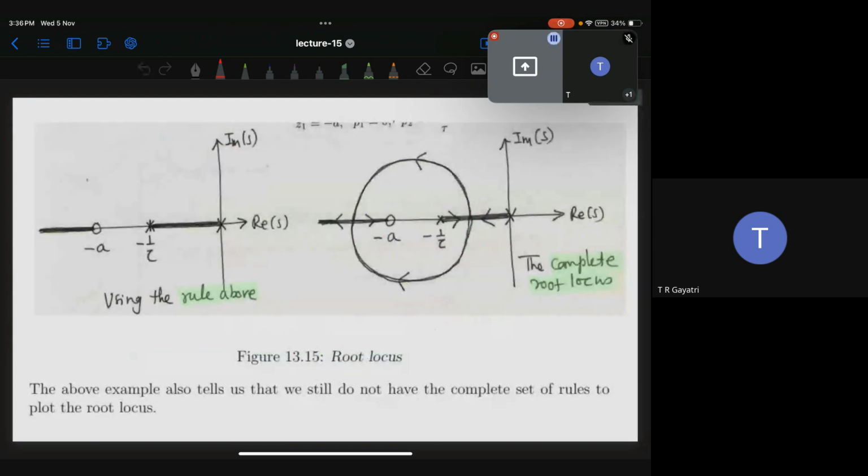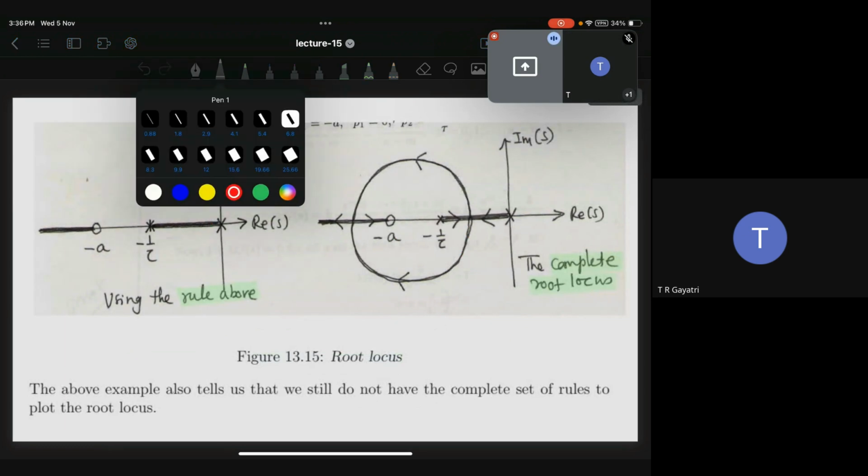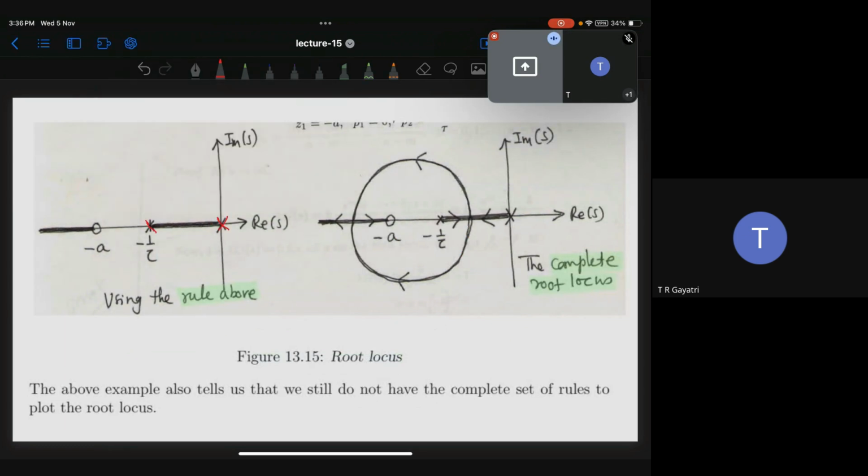Now again you see them. This is a pole, this is a pole, this is a zero. Again you come from this side. If you take any point in the middle, between this one and this one, and see the right side, you'll have only one pole, correct? Yes, sir. It means that segment is on the root locus.